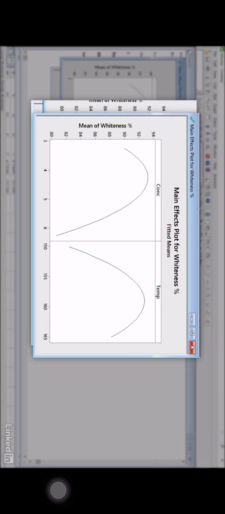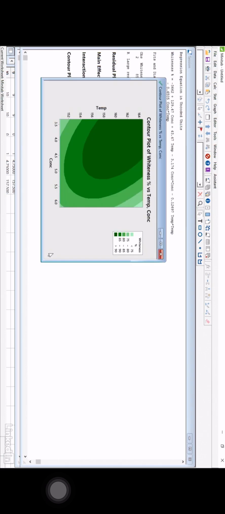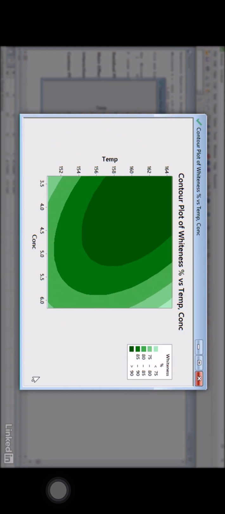Other plots we can do are, let's go up to Stat, DOE, Response Surface, Contour Plot. This is fine as a default. Let's take a look. And here you see the contour similar to the topography of a mountain range, right? The highest being above 90 for whiteness. And this is the highest part of the mountain, so to speak. Looking top down, you have concentration and temperature. So high temperature, low concentration gives you very good whiteness.